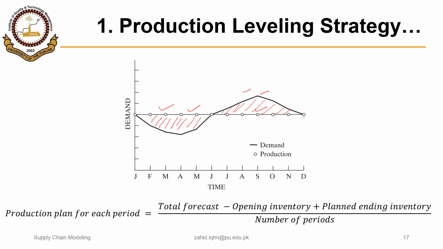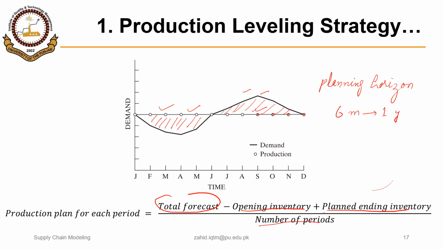Now, how can we decide this average quantity? How much should it be? So that is equal to total forecast for the planning horizon. Planning horizon is a very important term. Generally it is from 6 months to 1 year. So what is the total forecast for the planning horizon minus opening inventory plus planned ending inventory at the end of planning horizon? So that is the net demand actually that you are having, divided by number of periods.